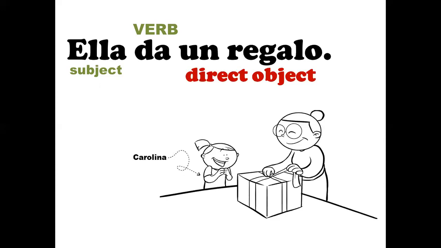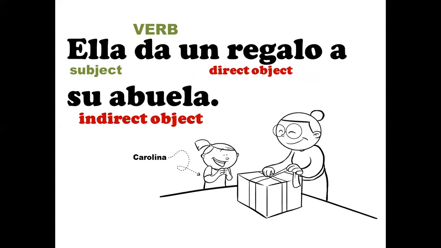A gift, in this case, un regalo, is the direct object. What is given? Un regalo. What receives the action of the verb in this case? El regalo, the gift. Now we're adding another piece of the sentence. Here you see the entire thought. Ella da un regalo a su abuela.